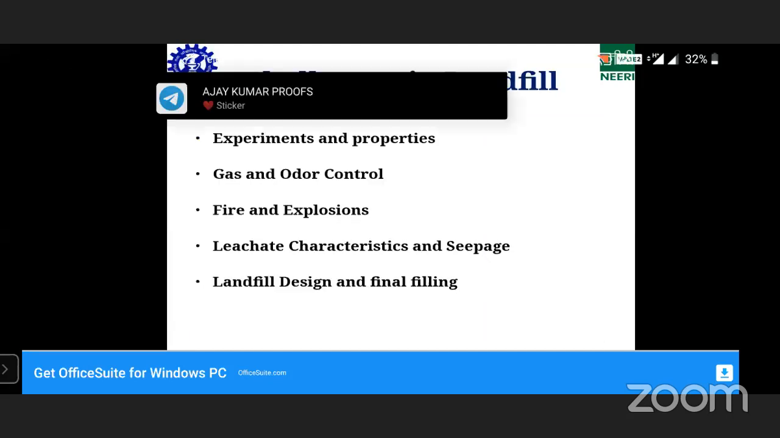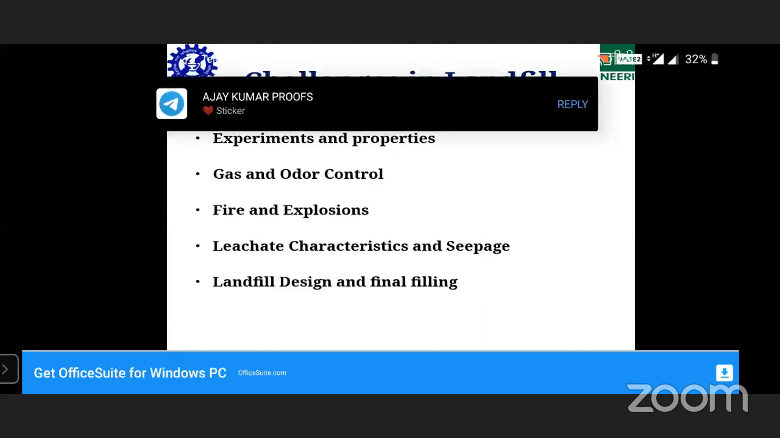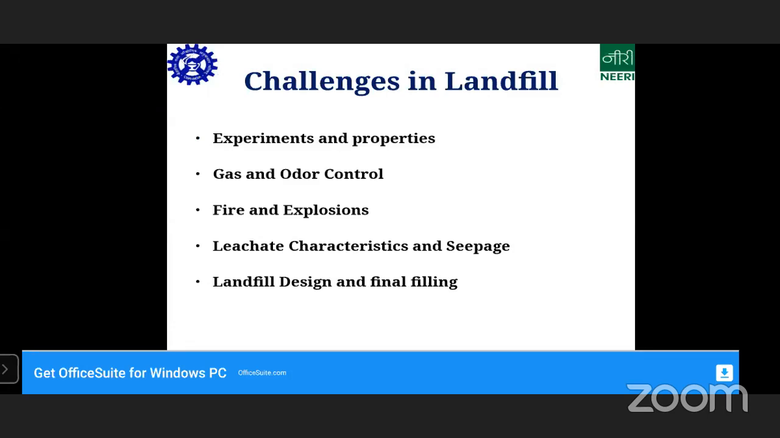Okay, now let us go deep into this. What are the issues with respect to landfills? Why is it such a problem? First, let us see the properties of waste that are very important in assessing the waste, deciding the treatment technology for waste, or designing a landfill. Then we'll go to gas and odor control, which is one of the major problems. Then again, fire and explosion, also a major problem in landfills. Then you have leachate characteristics and seepage, groundwater contamination, etc. Finally, we'll see landfill design and final filling. That is a case study. I'll take you through a case study of how it is done.